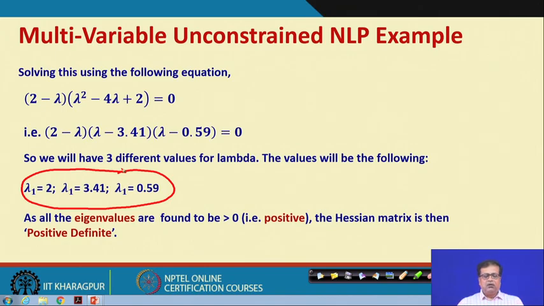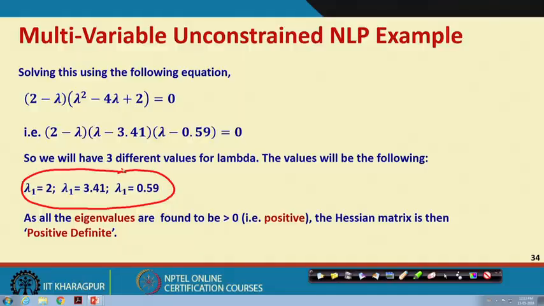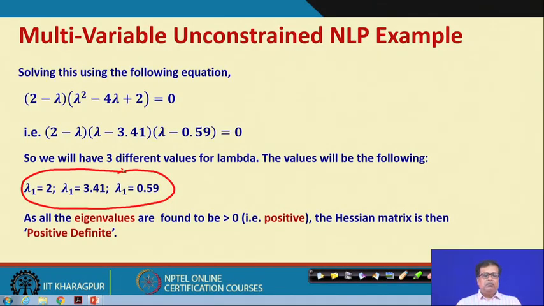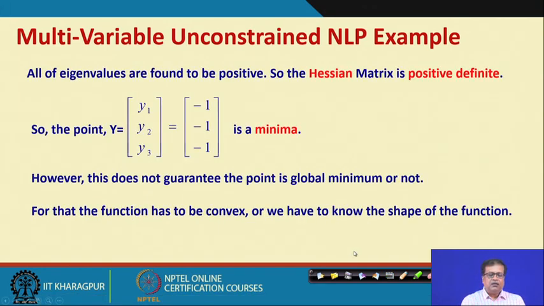Since all the eigenvalues are positive, the Hessian matrix will be positive definite, right. We have a positive definite Hessian matrix, and the conclusion therefore is that the point (y1, y2, y3) = (minus 1, minus 1, minus 1) is a minima, right. So, a minima has been found, but is it a global minima?